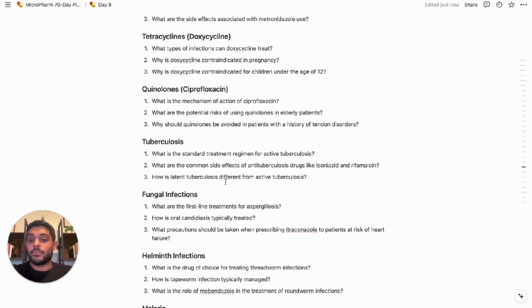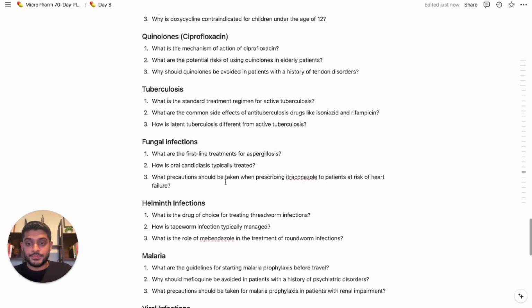Quinolones, what is the mechanism of action of quinolones? What are the potential risks? Consider MHRA warnings here of using quinolones in elderly patients. Why should quinolones be avoided in patients with a history of tendon disorders?